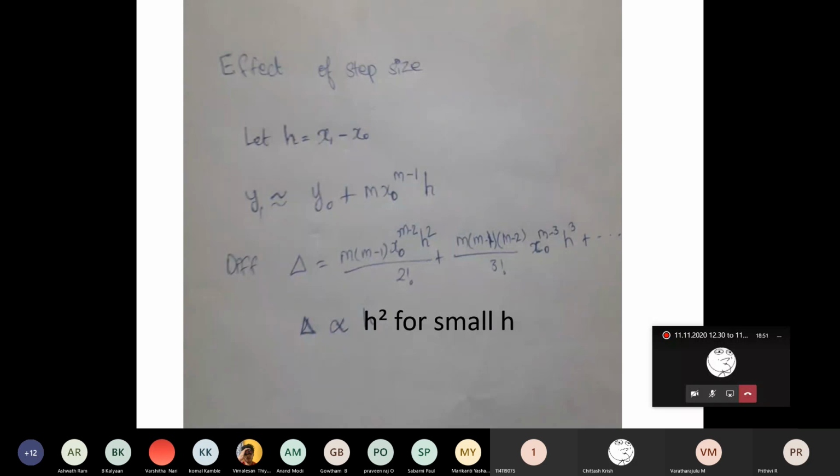We can see from the formula that the error depends directly on h square for small values of h. So the difference increases as the h value increases. So the error will increase as the step size increases. So we can conclude that the Taylor series linear approximation becomes poor as the step size is more. Next slide.